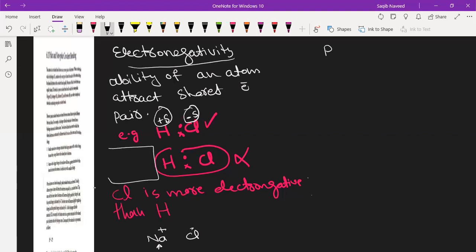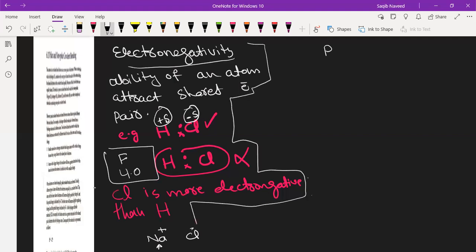That is fluorine, whose value is 4.0 according to Pauling, who discovered this phenomenon. So what have you got about electronegativity? What is electronegativity? It is the ability or the power to attract a shared electron pair. Shared electron pair means the electron pair which is involved in the bonding. It is that pair in which the electrons are from two atoms. One electron is donated by one atom, one by the other atom. So that is the shared electron pair.